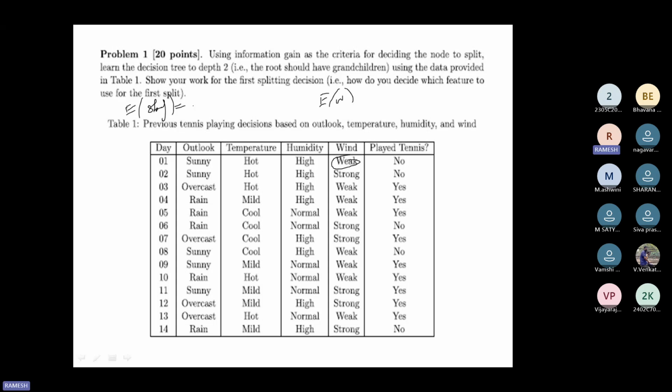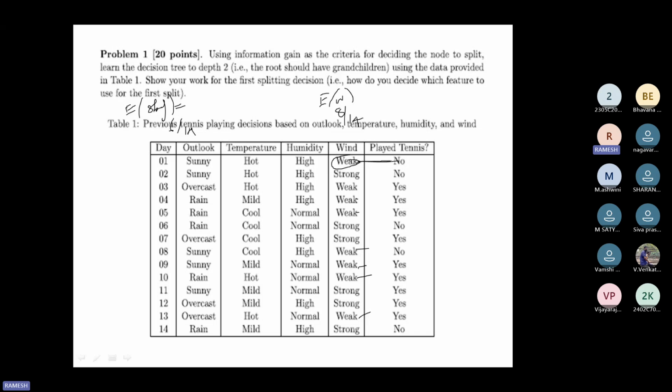Now we should calculate how many weaks. Weak: 1, 2, 3, 4, 5, 6, 7, 8. So it is divided over 8 by 14, and the remaining 6 by 14. Done. That is the weightage of weak and strong. Now in weak itself, how many yes and how many no?